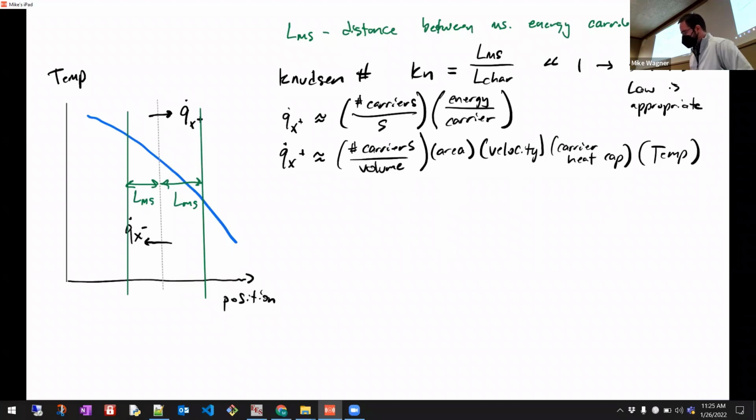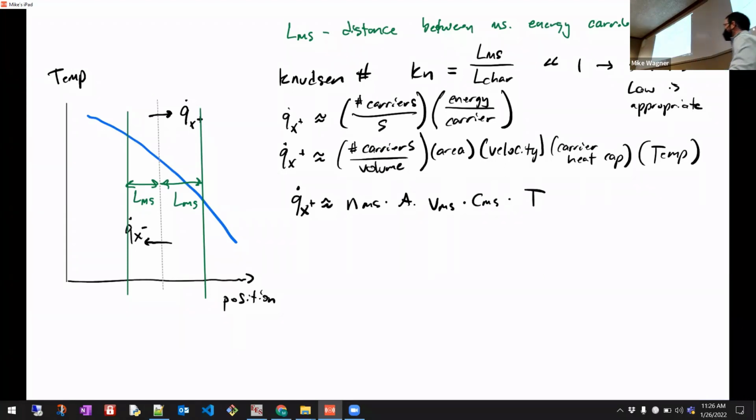So now, let's give some symbols for these things. Q dot x plus is approximately equal to n_ms times area times v_ms times c_ms times T. But before we can decide what we're doing with this temperature, what is this temperature? We need to think about where the interactions are happening immediately before the energy carriers move across this boundary.